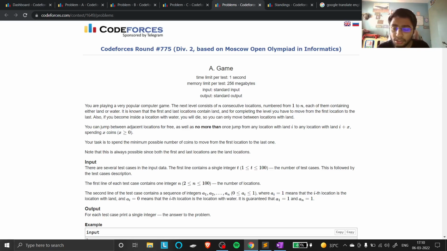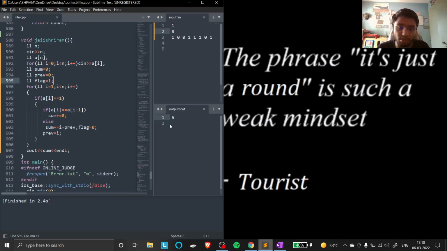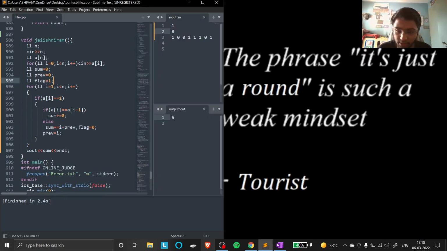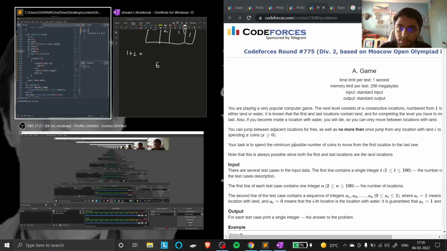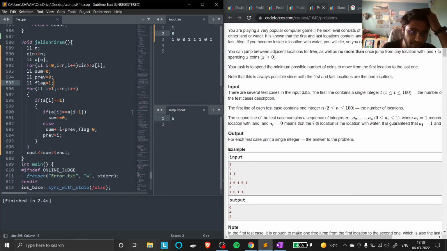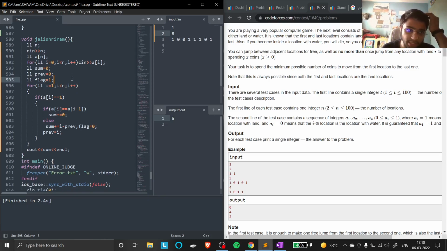So first of all, let me review my code, to see if I'm doing anything wrong here. I had taken an input, then an array. After that I took sum equal to 0, then prev equal to 0. Prev is a pointer which I'm using to indicate the previous land, the previous occurrence of 1. Flag is not required, that was my mistake, no problem.